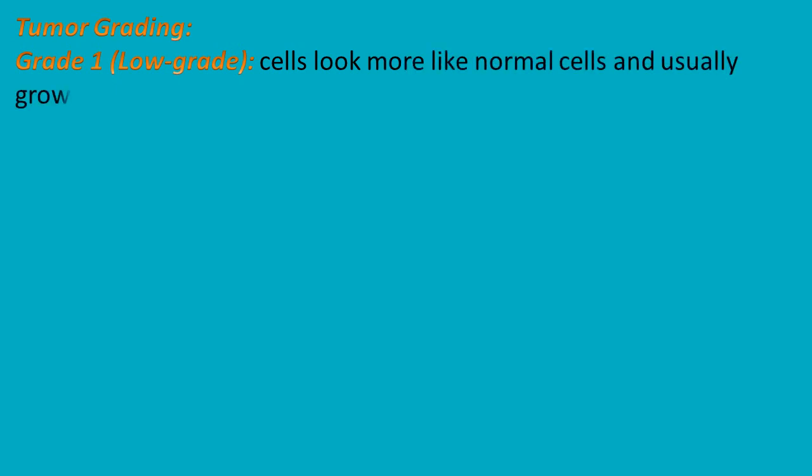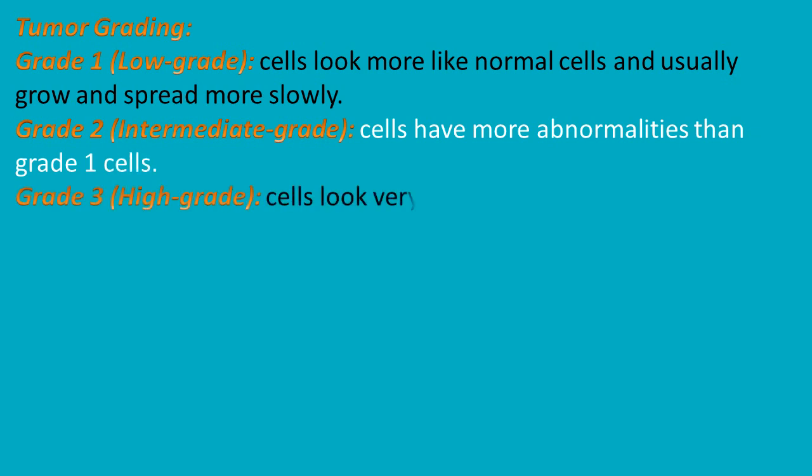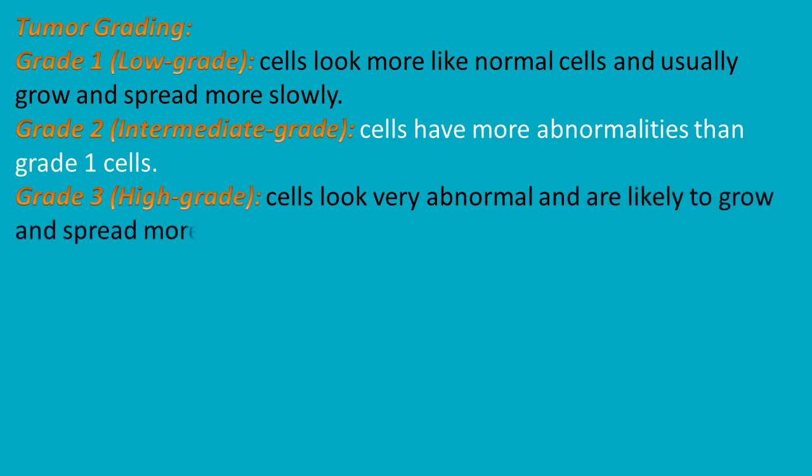Tumor grading. Grade 1, low-grade cells look more like normal cells and usually grow and spread more slowly. Grade 2, intermediate-grade cells have more abnormalities than grade 1 cells. Grade 3, high-grade cells look very abnormal and are likely to grow and spread more aggressively.